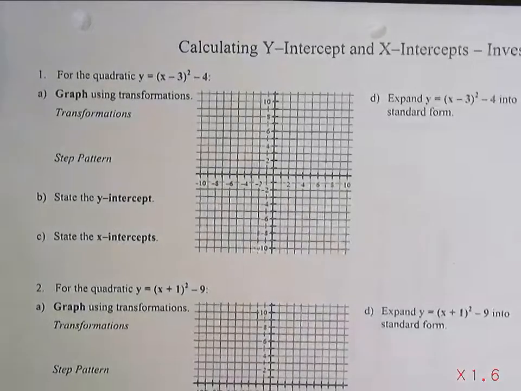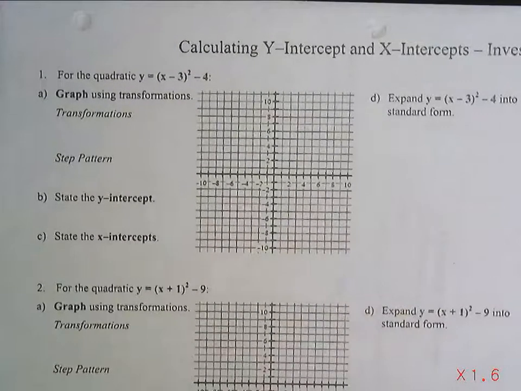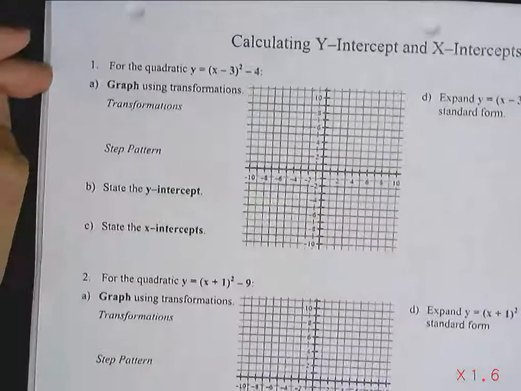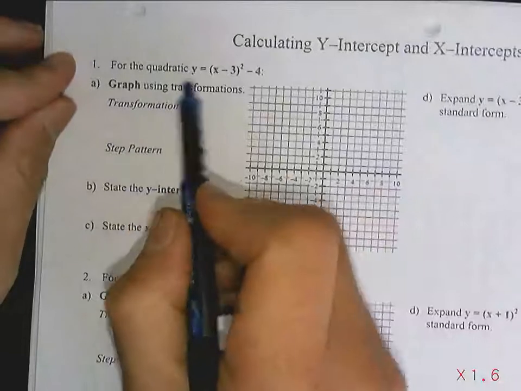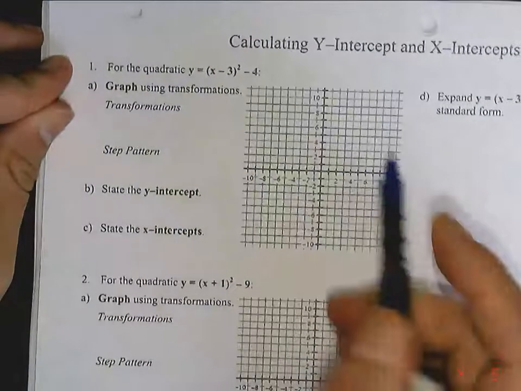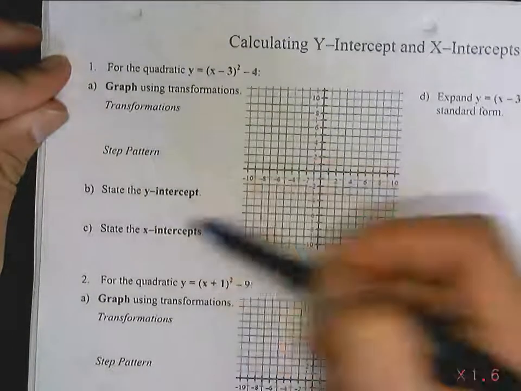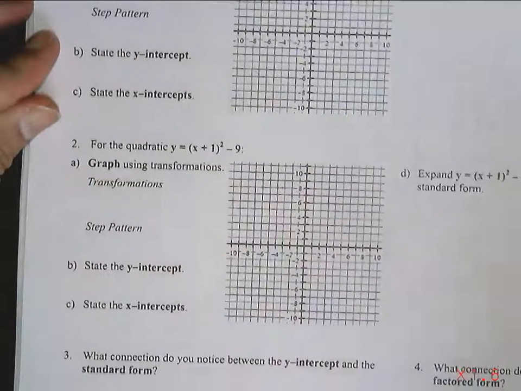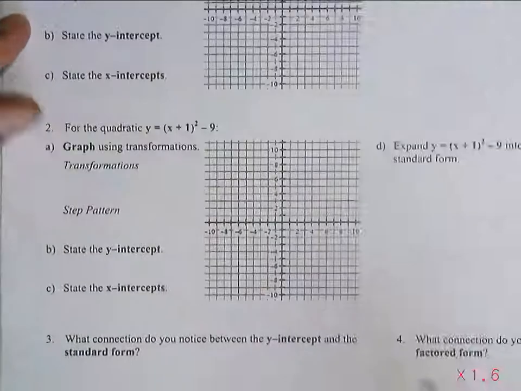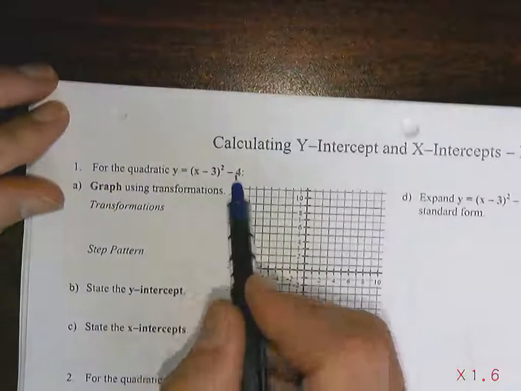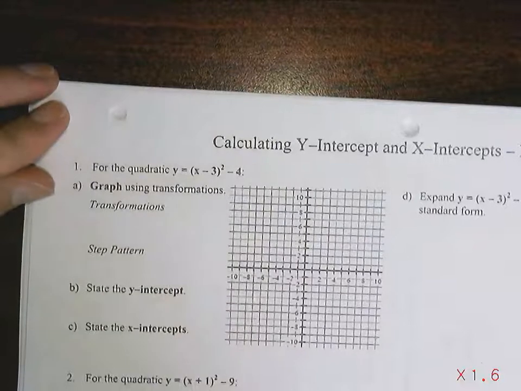Okay, so now we are looking at calculating Y-intercept and X-intercepts investigation. So let's do this together so we get through it and we get all the information that we need to. So we have a quadratic here, y equals (x minus 3) squared minus 4. What we want to do is do the various questions, A, B, C, D, and E, for this question, and then we'll come down and we'll do number 2, and then we'll bring it together and finish off on questions 3 and 4. So, for the quadratic (x minus 3) squared minus 4, please graph using transformations.